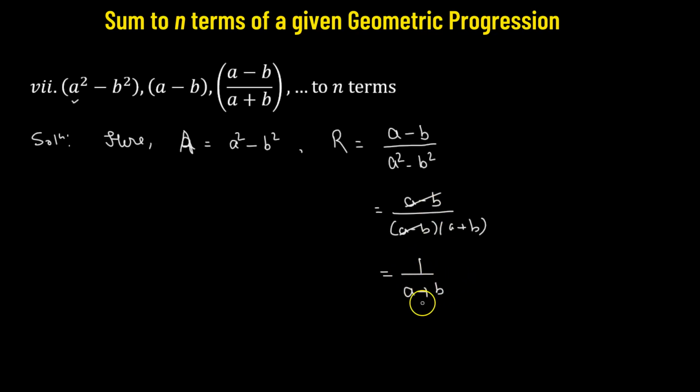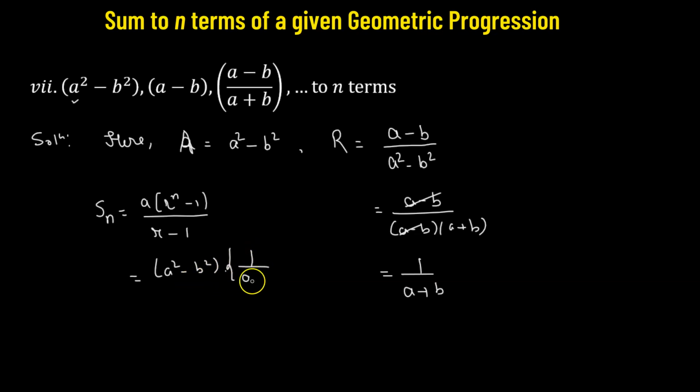Now we do not know for sure. This will totally depend upon the value of a and b. This could be either greater than 1 or it could be less than 1. So we can use the more general formula, Sn equals a times r raised to the power of n minus 1 divided by r minus 1. So our first term A is a squared minus b squared times r. So the r value is 1 over a plus b whole raised to the power of n minus 1 divided by, so r will be 1 over a plus b minus 1.